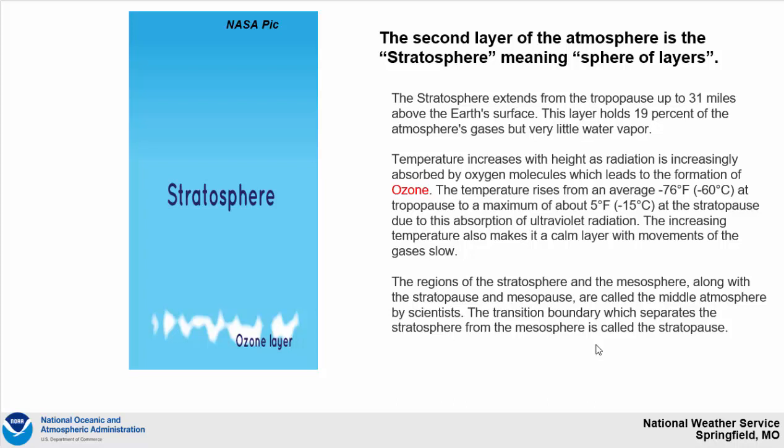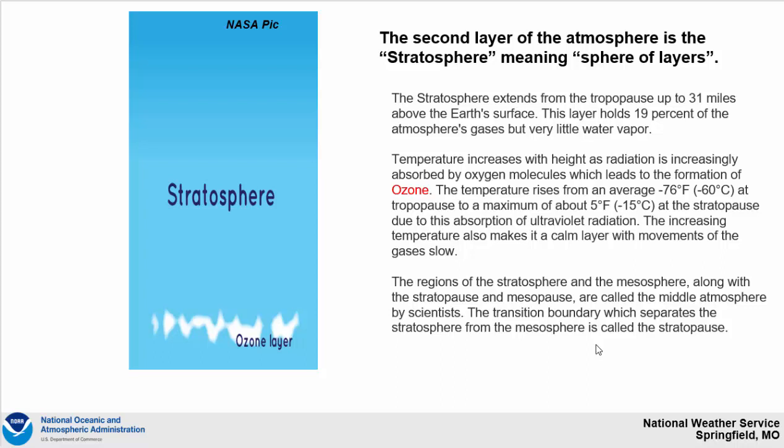The second layer of the atmosphere is the stratosphere, meaning the sphere of layers. The stratosphere extends from the tropopause up to about 31 miles above the Earth's surface. This layer holds 19% of the atmospheric gases, but very little water vapor. Temperature increases with height as radiation is increasingly absorbed by oxygen molecules, which leads to the formation of ozone. The temperatures rise from an average of minus 76 Fahrenheit at the tropopause to a maximum of about 5 Fahrenheit at the stratopause due to this absorption of ultraviolet radiation.